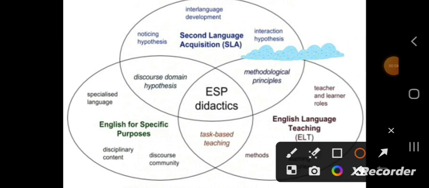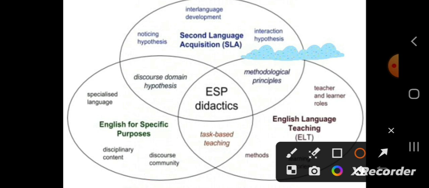Next, ESP, English for specific purposes. Task-based teaching: an approach where language learning is organized around tasks that learners need to complete using the target language. Discourse community: a group of people who share a common language, knowledge and goals within a specific field or profession.